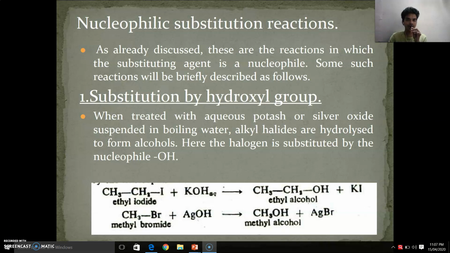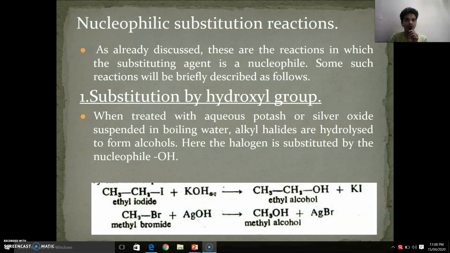Welcome once again. This is the sixth video on alkyl halides. The remaining part of this topic is the nucleophilic substitution reaction. This part is already discussed, but these are the different types related to nucleophilic substitution reaction. That is, the substituting agents are different, and depending upon that, many types of products are formed by this substitution reaction.